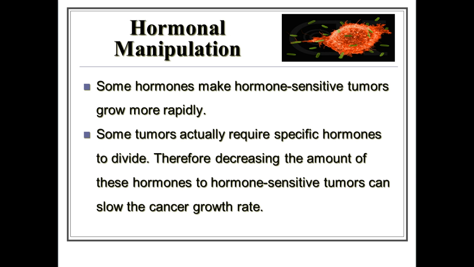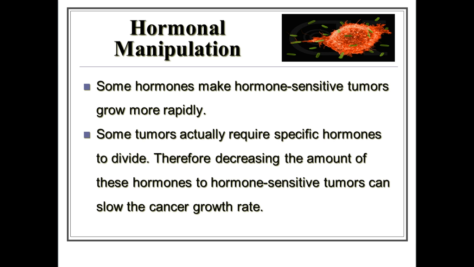Okay, so when we were talking about hormonal manipulation, I was saying that some tumors actually require specific hormones in order to divide. So they may stop a certain hormone because of the fact that it may make that particular tumor divide more. So as a result, they may stop it.